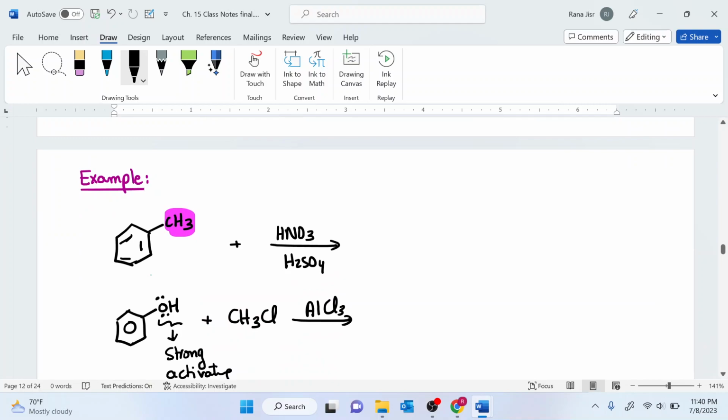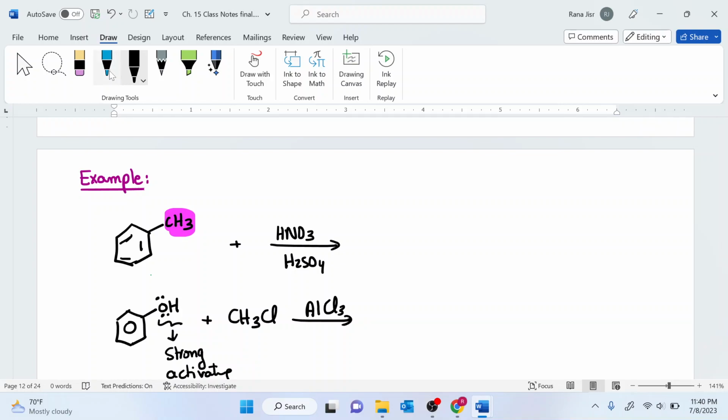Let's have an example in here. Let's say we have a benzene with a group on it and we want to introduce a second group on the benzene. Where should this second group go? It depends on what the substituent on the benzene is. So here the substituent is a CH3.